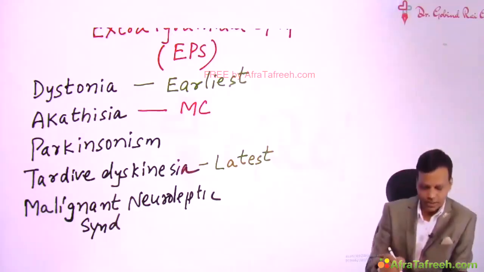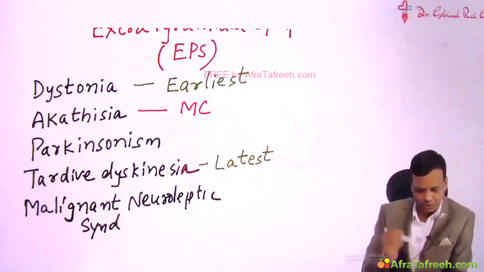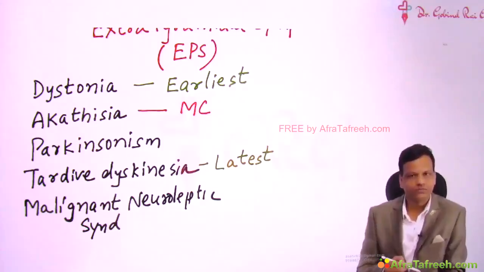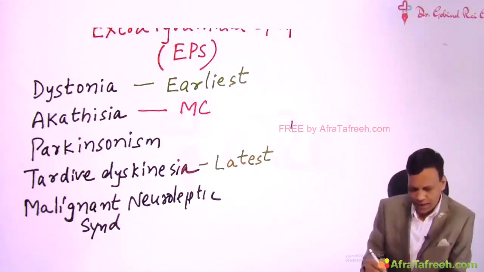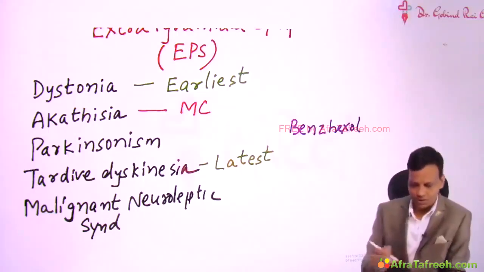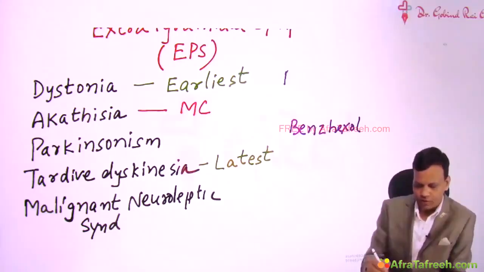Now coming to the treatment of extrapyramidal symptoms, do you remember what is the drug of choice for drug-induced Parkinsonism? Yes, it is benzhexol, an anticholinergic drug. So benzhexol is the drug of choice for Parkinsonism. Not only Parkinsonism, it is also the drug of choice for muscular dystonias.